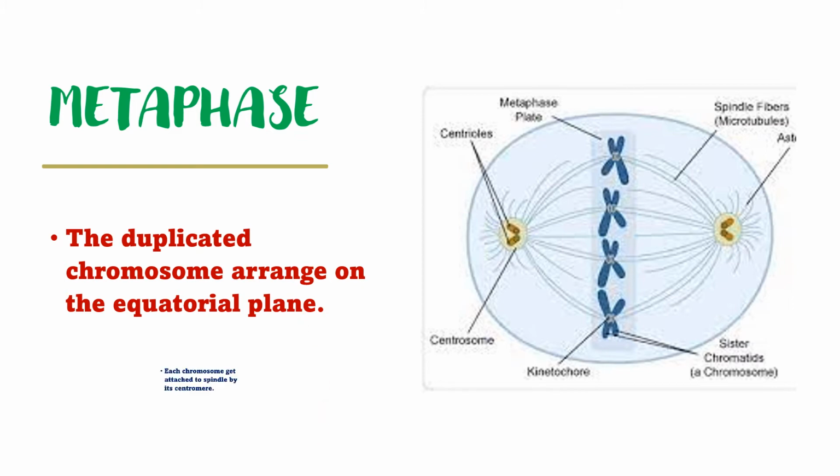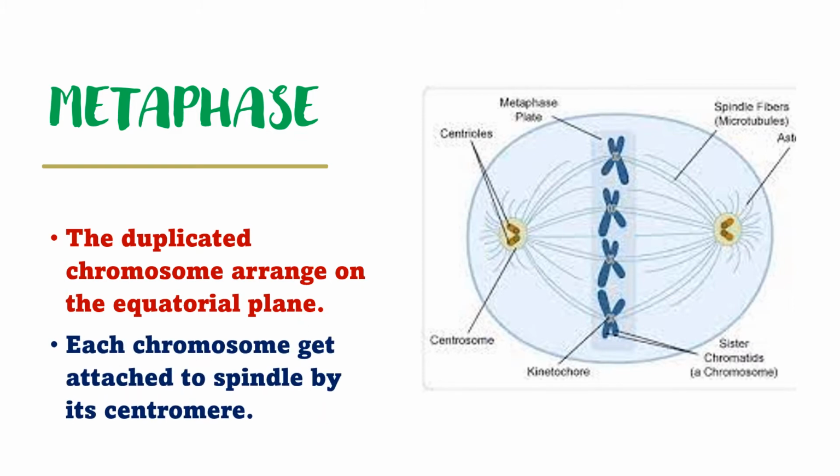The next point, each chromosome gets attached to the spindle by its centromere. Here you can see each chromosome gets attached to the spindle. These are the spindle fibers that attach to the chromosome by its centromere. These are the identifying features of metaphase.